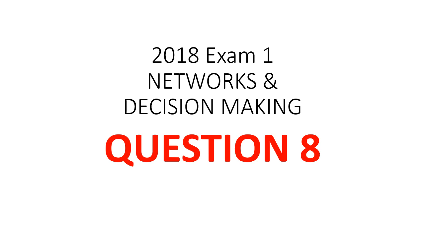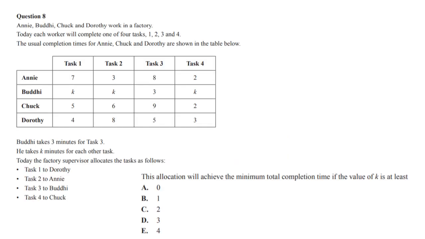2018 Exam 1 Matrices Question 1. Okay, this is an allocation problem, and we know that because it said allocation. And allocation problems normally involve a bipartite graph. So maybe if we just draw that bipartite graph out, we can talk about what we're trying to do.